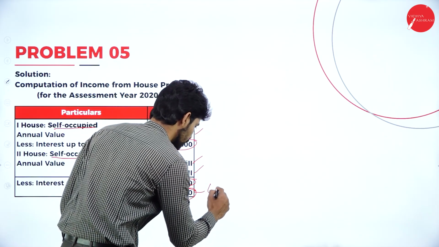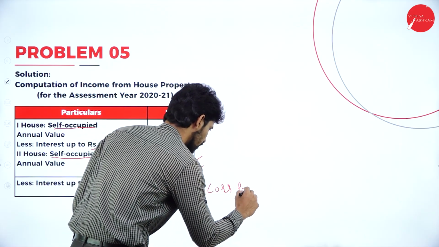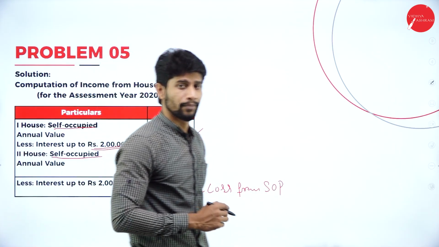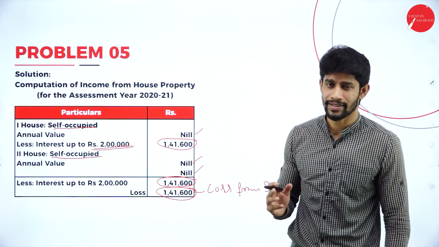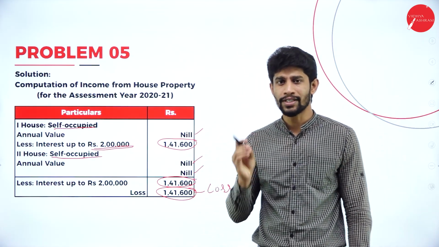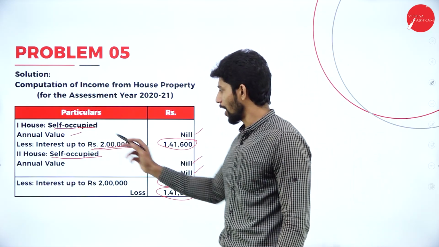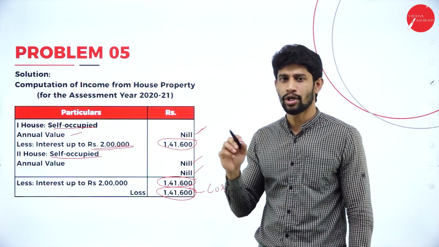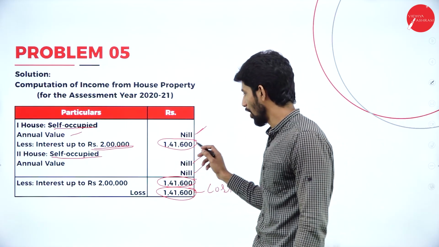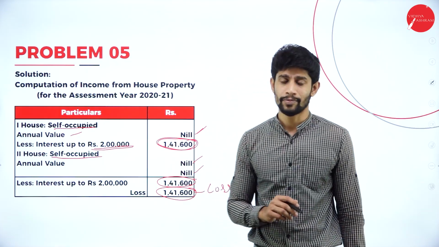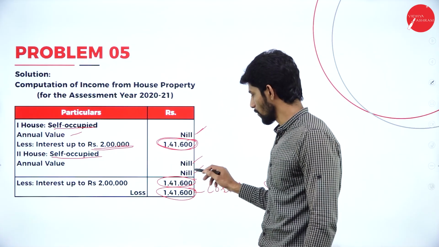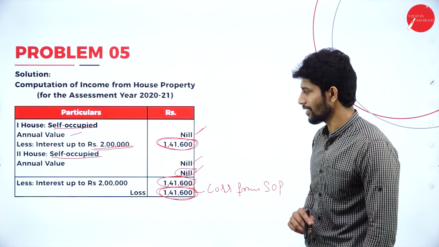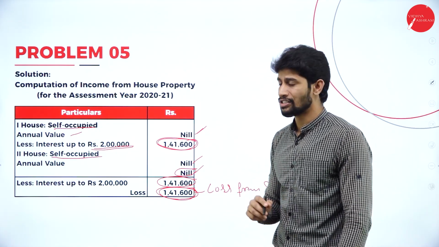The total loss is 1,41,600, loss from self-occupied property. The assessee can occupy two houses as self-occupied, and in self-occupied we always start with the annual value, which is going to be nil. If interest on loan is given, that amount we consider and call it a loss from self-occupied property. Interest is given for house 1, for house 2 the interest is nil. So the total loss from self-occupied property is 1,41,600. So this is how you are supposed to solve the problem.